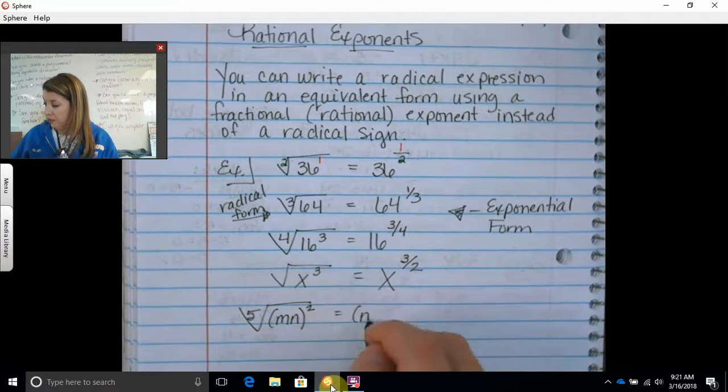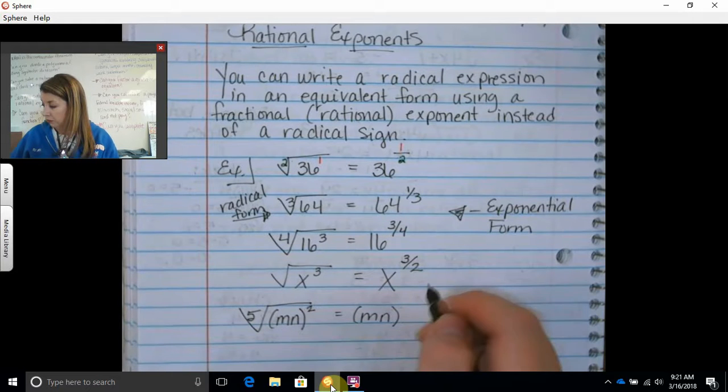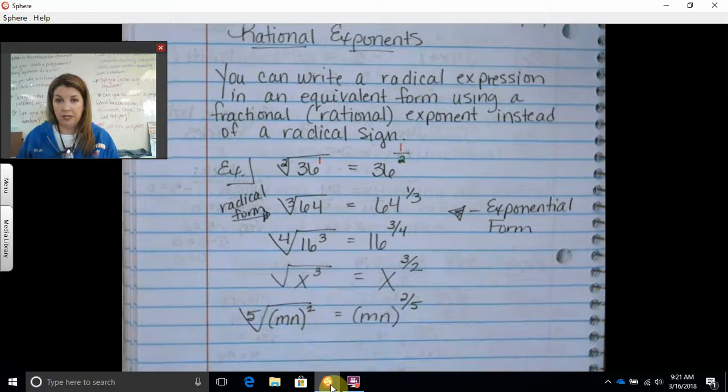So mn would need to be in parentheses because that means both m and n have an exponent of 2. And both m and n are raised to the 2/5 power. Now let me show you the difference.